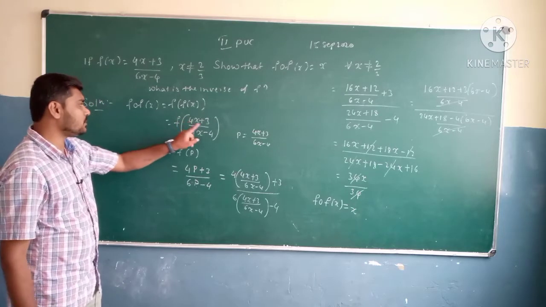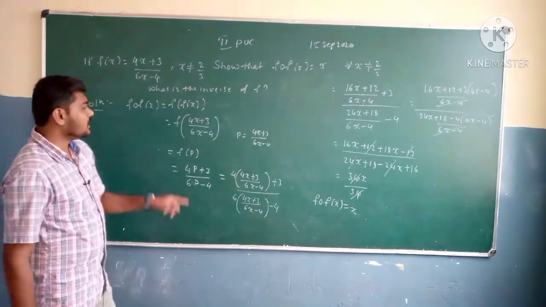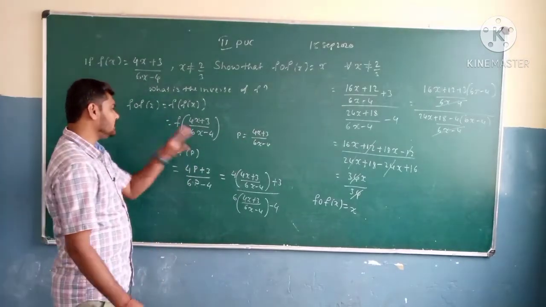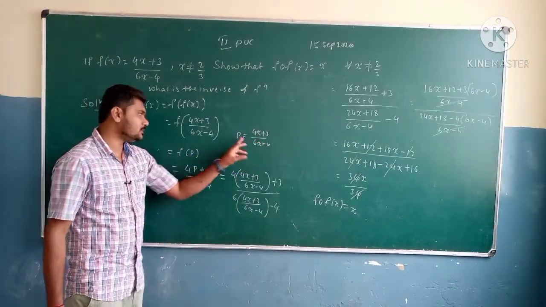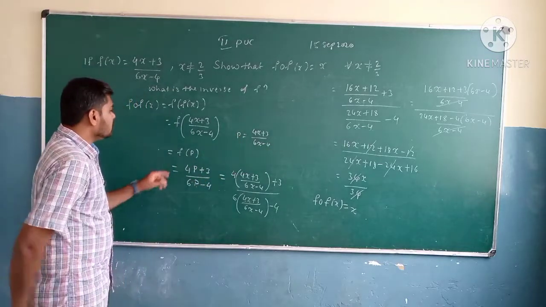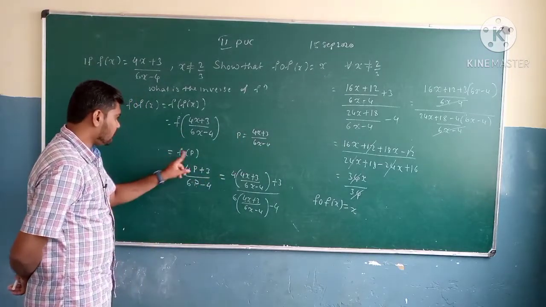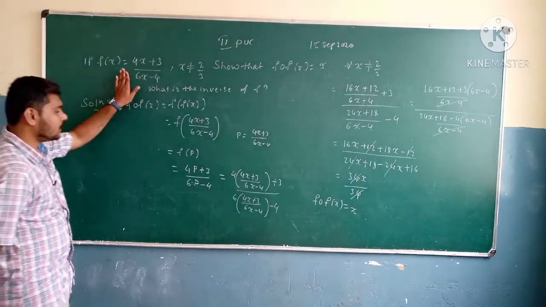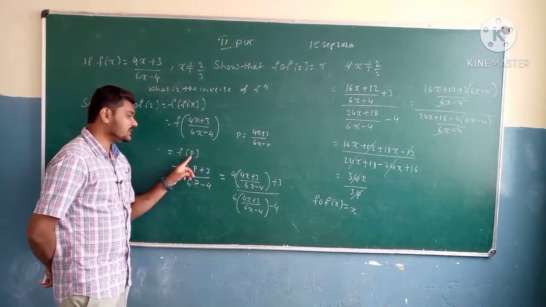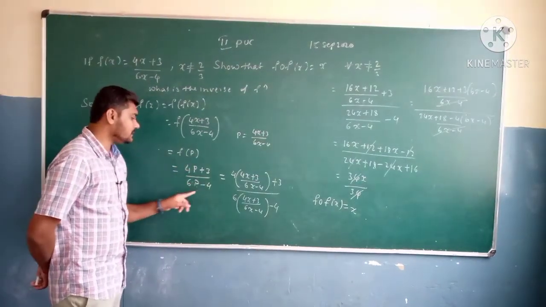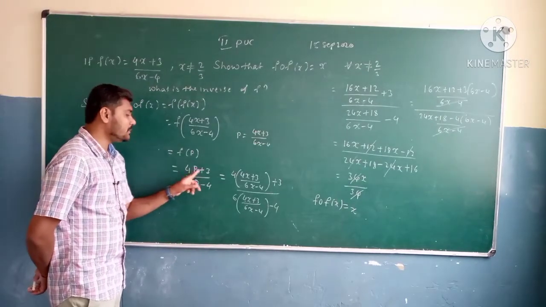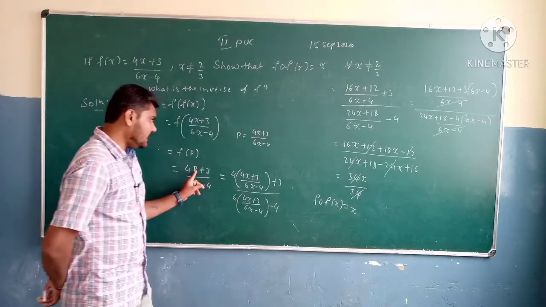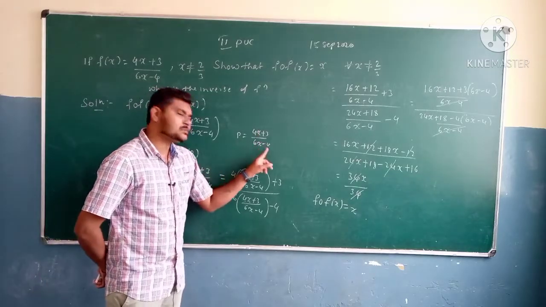So f of x is going to be 4x plus 3 divided by 6x minus 4. Here I am assigning this as p, because of simple calculation. So 4x plus 3 divided by 6x minus 4 is given as p. So f of p is going to be, we know that f of x is equal to 4x plus 3 divided by 6x minus 4. In the place of x we substitute the value of p. So it's going to be 4p plus 3 divided by 6p minus 4. Here we know the value of p: p is equal to 4x plus 3 divided by 6x minus 4.